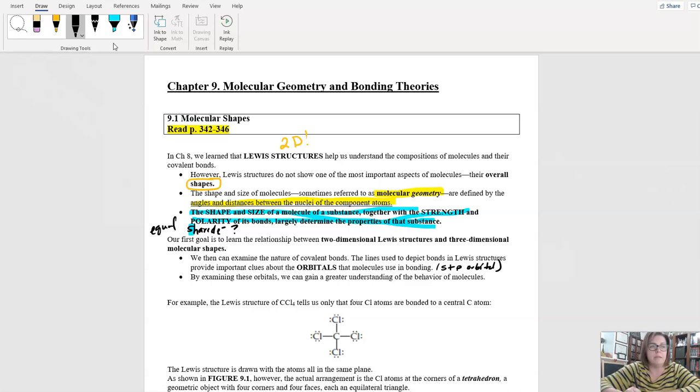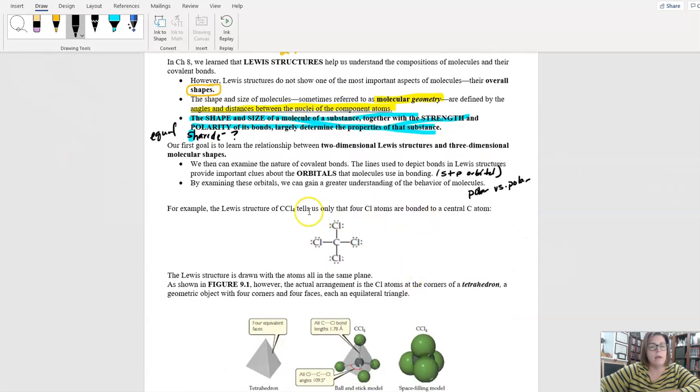By examining these orbitals, we gain a greater understanding of the behavior of the molecules, especially when it comes to polar and nonpolar. Because if you ever want anything to dissolve in water, it has to be a certain polarity. So take the example of carbon tetrachloride. On paper, that's how we would draw it. Carbon, 4 bonds, 4 chlorines.